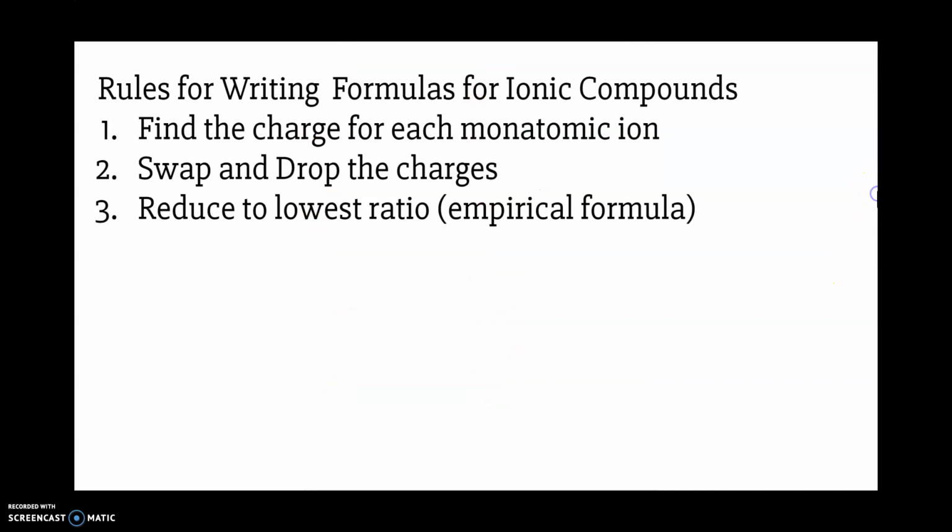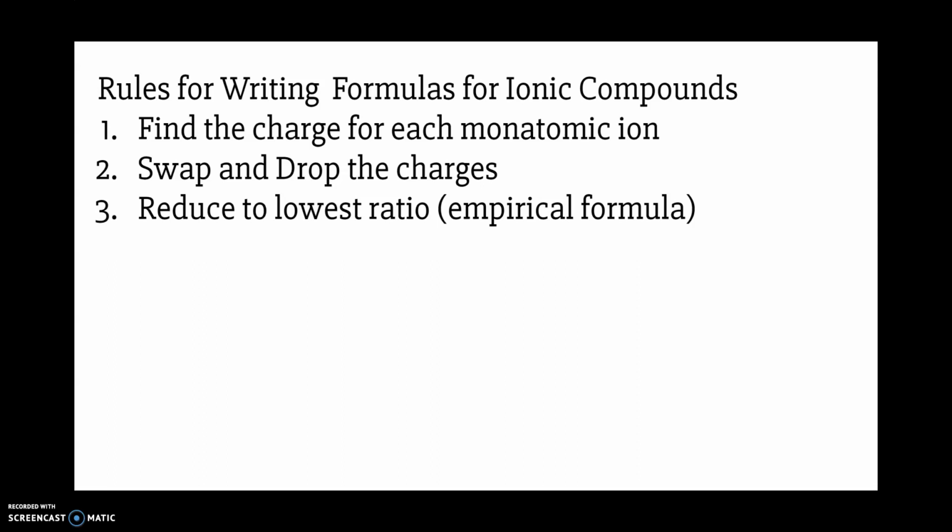Okay, let's continue on writing rules for writing formulas for ionic compounds. So go to page 4 in your packet, and I want you to go ahead and write this down in the little box. Okay, so this one we're going from a name like sodium chloride to the formula, which is NaCl. So the first thing you're going to do is find the charge for each ion, so the cation and the anion, and then you're going to swap and drop the charges.